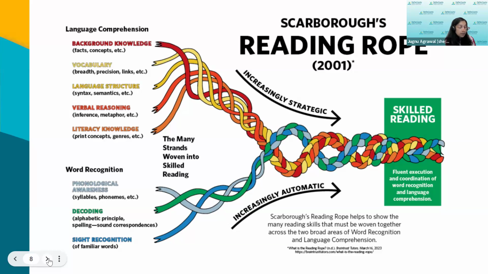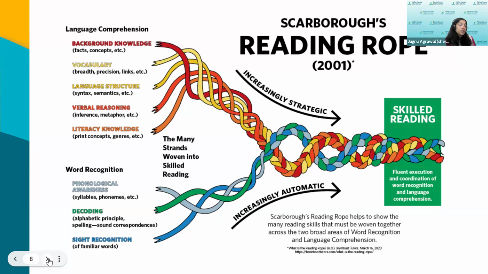Word recognition alone does not present a complete picture of all language skills needed for reading. Language comprehension is an equally important part, and children must also have the background and vocabulary knowledge, verbal reasoning, as well as the literacy knowledge and an understanding of the language structure in order to comprehend what they read. And similar to the simple view of reading, Scarborough's rope can help educators understand what instruction is needed to develop students into skilled readers.